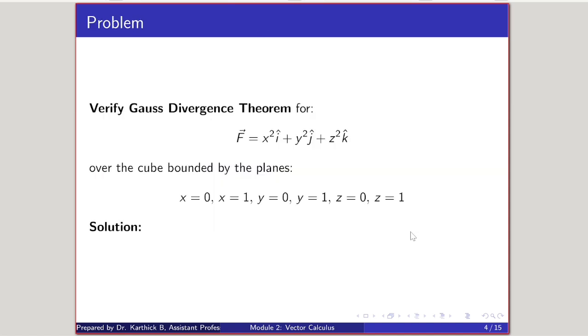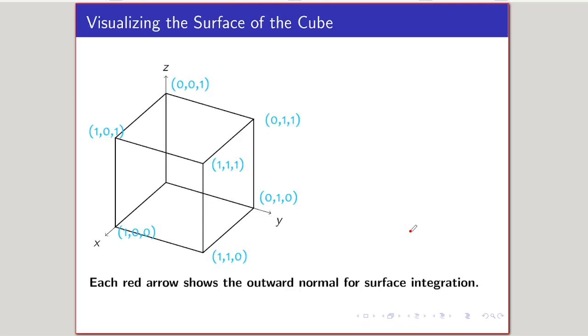They have given a function F vector over a cube bounded by the planes x equal to 0, x equal to 1, y equal to 0, y equal to 1, z equal to 0, z equal to 1. So there is a cube with unit length 1. We may draw a cube with these values, with the three axes x, y, z. Of course it is 3D, so three variables, three dimensions.